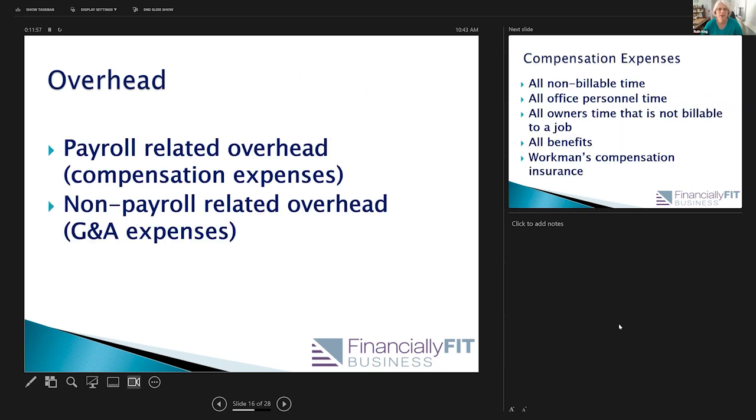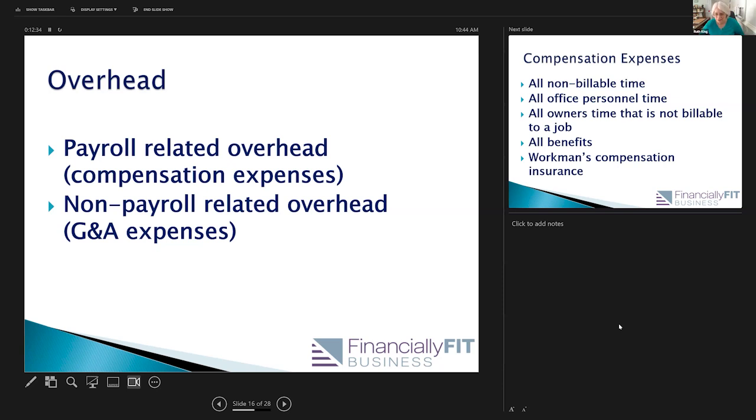So I consider overhead in two pieces. I consider it in payroll-related overhead, like your compensation expenses, like your 401ks, your workers' comp, your office salaries, your office labor, vacations, meetings, training, things along those lines. And then everything else to me is non-payroll related overhead, things for your building, rent, utilities, telephone. Then you've got marketing and advertising. You've got legal fees, accounting fees, professional fees, dues and subscriptions, and it goes on and on.